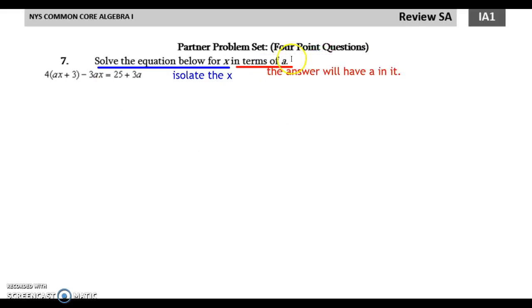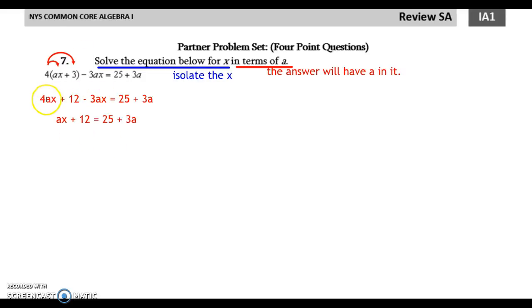Once we solve this, it's pretty clear it's going to have a because there are so many a's in this problem. In order to isolate the x, we need to find where the x is and try to put them together. We have an ax here and an ax here. So what we need to do is put these together. My first option is going to be to do the distributive property. And you can see I distributed 4 times ax and then 4 times 3, which is 12. Now I have two like terms, which I will combine together, the 4ax and the minus 3ax.